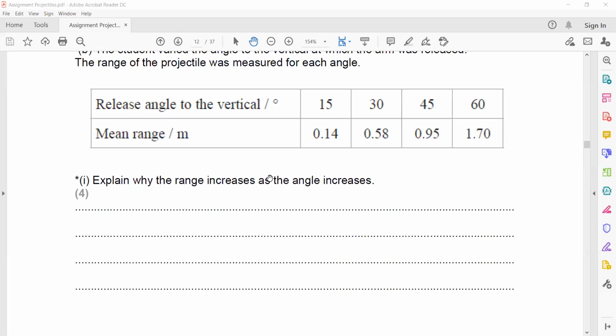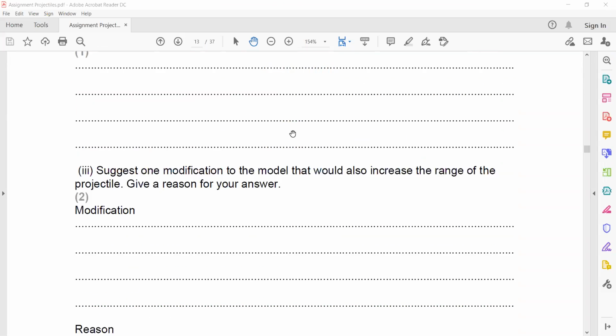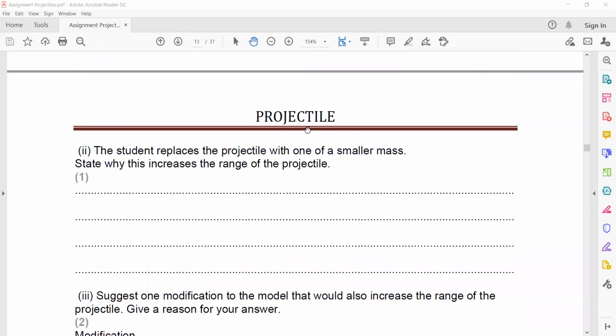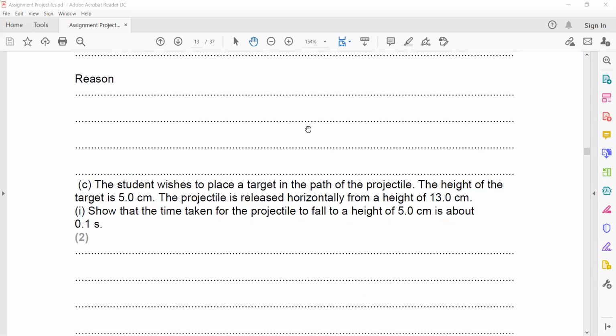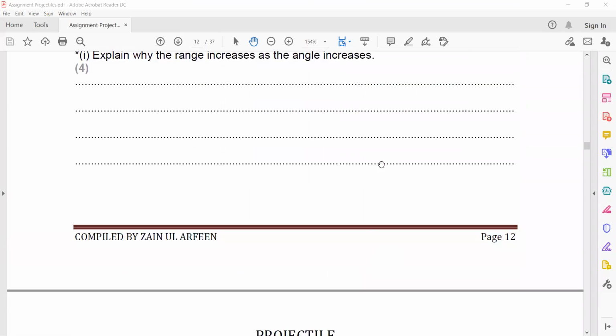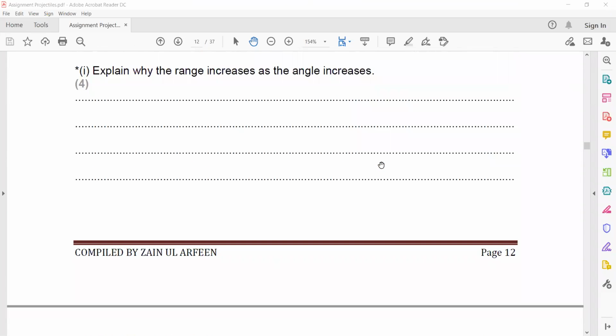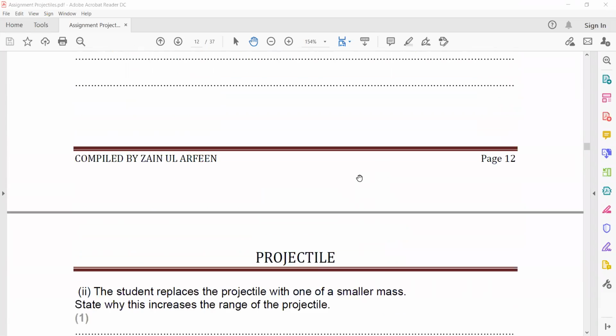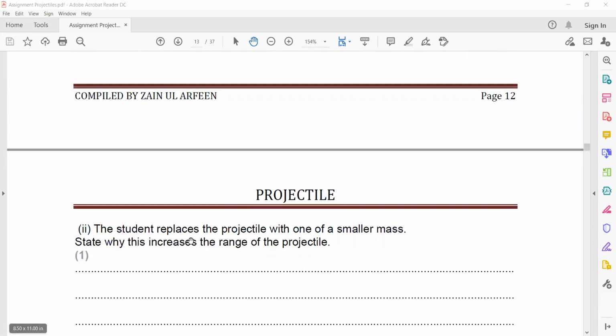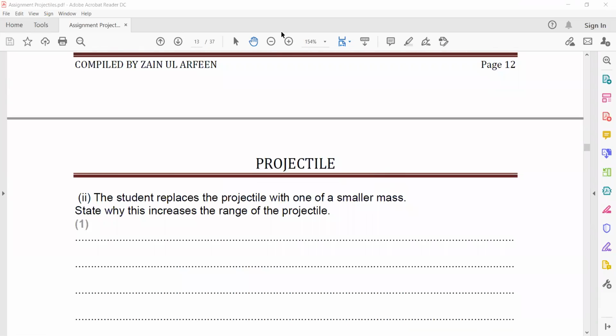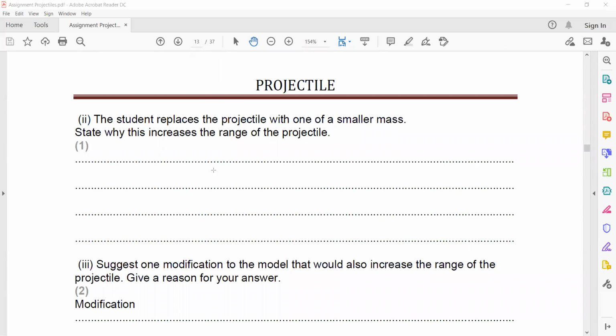Then page 13, part B. A student replaces a projectile with a smaller mass. State why it increases the range. So what will happen? In both cases, when the launching angle is the same, it will have the same kinetic energy, not the same initial speed.